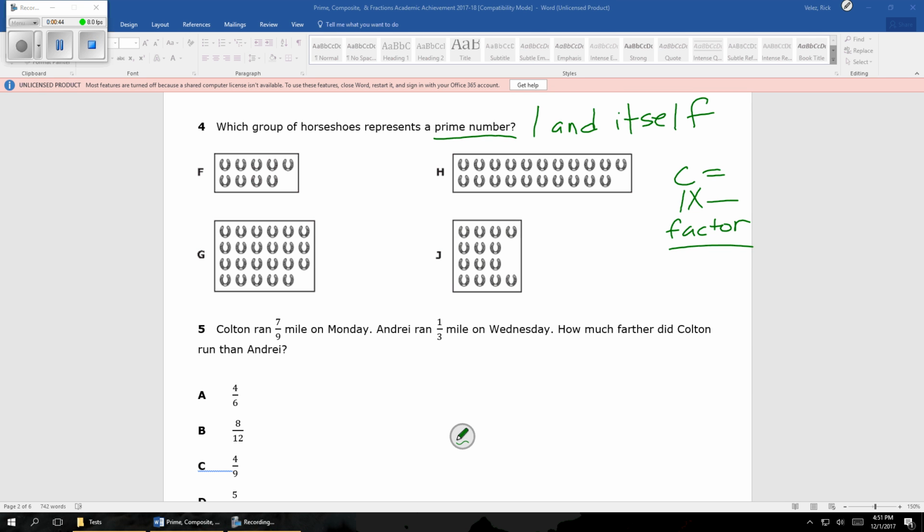So you count 1, 2, 3, 4, 5, 6, 7, 8, 9. This one is 23. This one is 21. And this one is 14. Then you ask the question, 9. We already know that 9 times 1 is 9. 23 times 1 is 23. 21 times 1 is 21. 14 times 1 is 14. All of them multiply by 1.